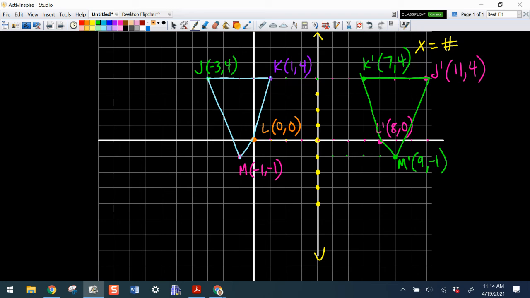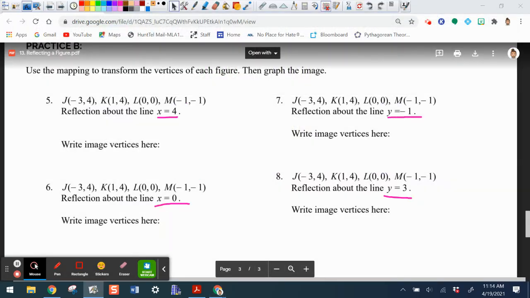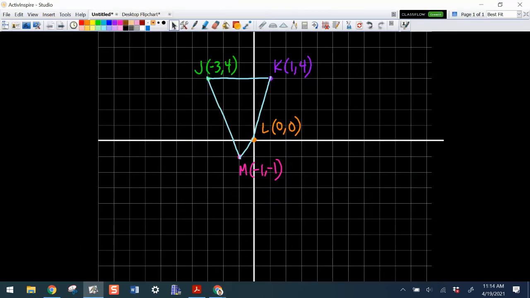Now, if you notice when you're graphing, this image that I just graphed, K prime, L prime, M prime, J prime, should be the same size and shape as our original figure, because a reflection is considered a rigid motion. Now let's go back. Actually, I think number 6 is a reflection across the line x equals 0.